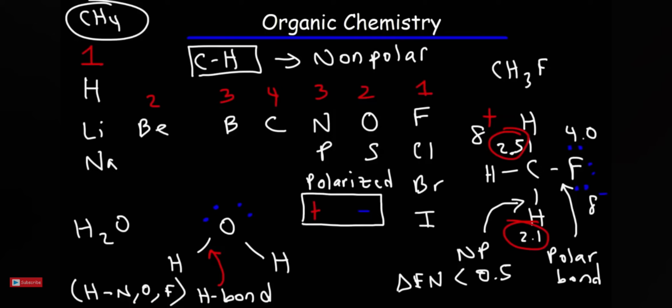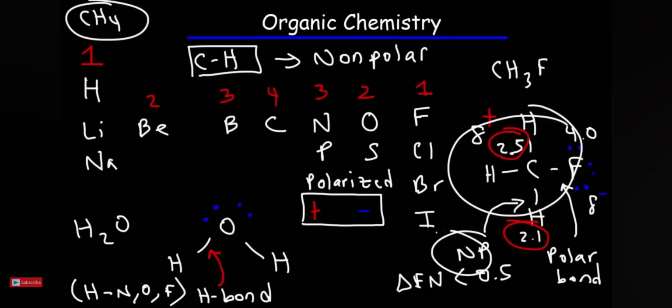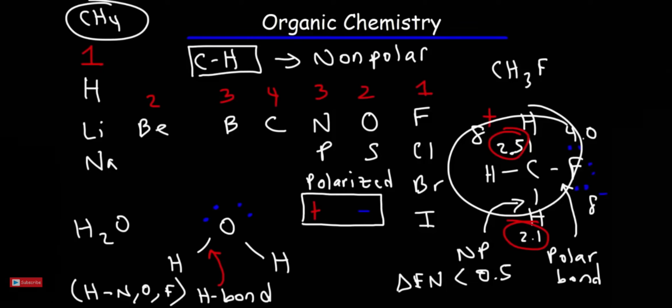So far, we've considered two types of covalent bonds: polar covalent bonds and another special type, which are hydrogen bonds. And we also talked about nonpolar covalent bonds, like the carbon-hydrogen bond. That's a nonpolar covalent bond. But you need to understand the difference.